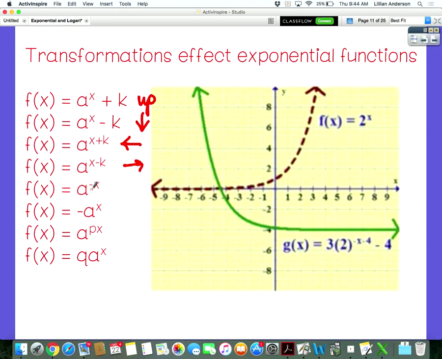What about this one? A to the negative x. That's a reflection over the y-axis because you're making your x negative. So the negative in front, that's going over the x-axis. And please, guys, be careful. A is always a positive number. That negative tells you that it's being flipped over the x-axis. So if you're ever asked to find A, say give me a graph or something like that, A is always going to be positive. The negative causes it to flip over.